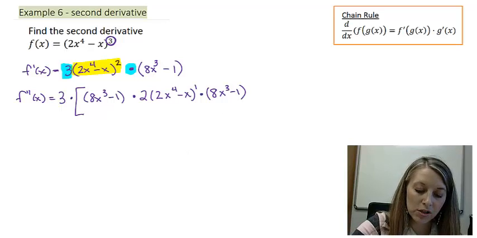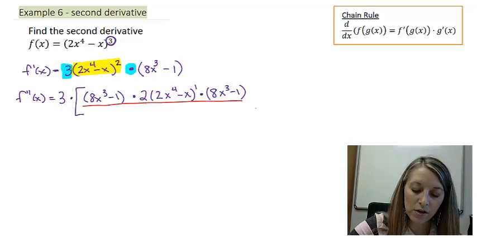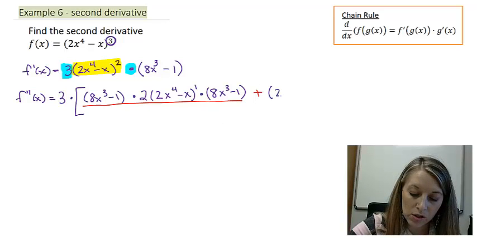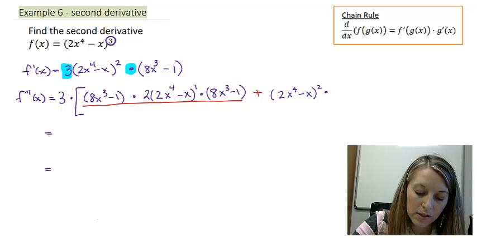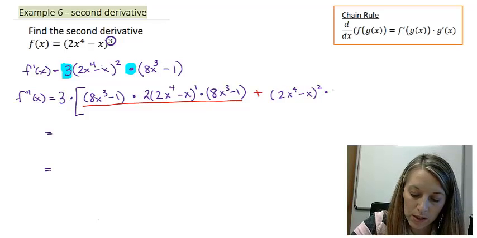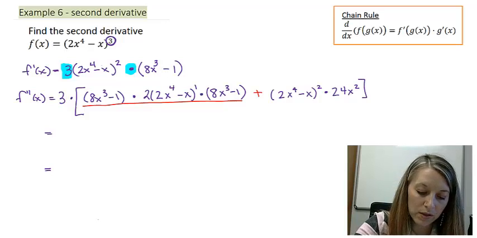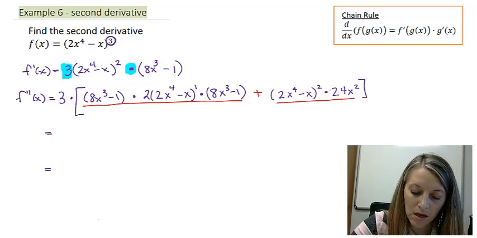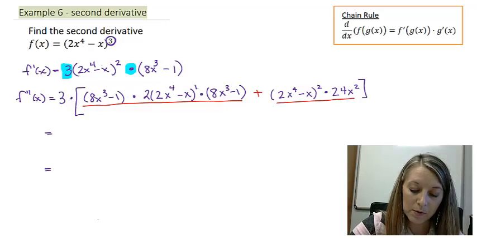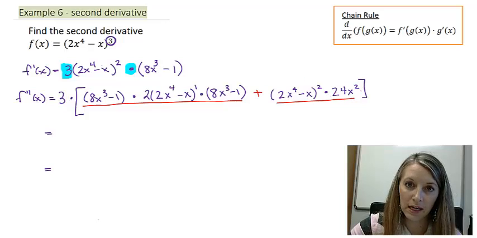So this is my first, the original of the second times the derivative of the first, plus, now I have to do it again, the original of the first, which is 2x to the fourth minus x squared, times the derivative of the second. The derivative of 8x cubed gives me 24x to the second power, and the derivative of minus 1 is a constant. So that is the derivative of my second piece. Original of the second times derivative of the first plus original of the first times derivative of the second.